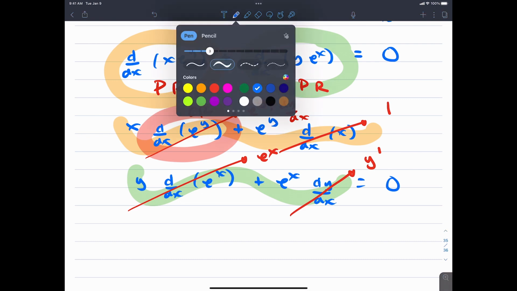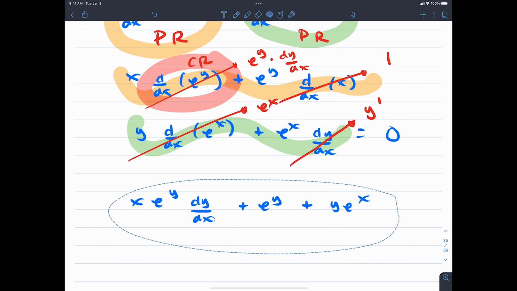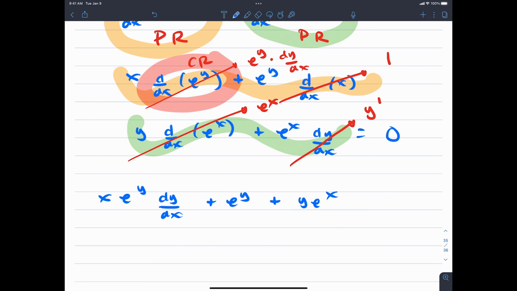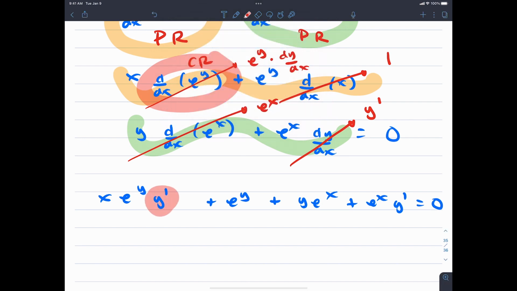Okay, so all together, let's write this down here. We have x e to the y dy/dx, plus e to the y, plus y e to the x, plus e to the x y prime. I'm going to recommend you change this dy/dx to y prime. Remember that the last step is always to solve for y prime.